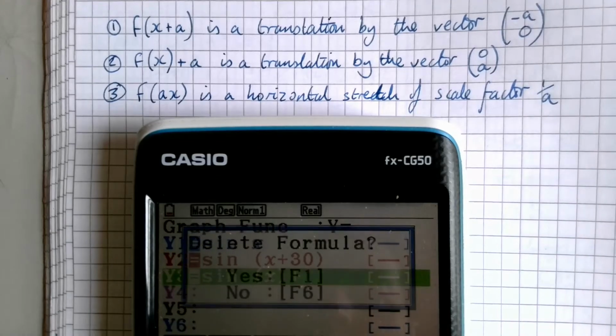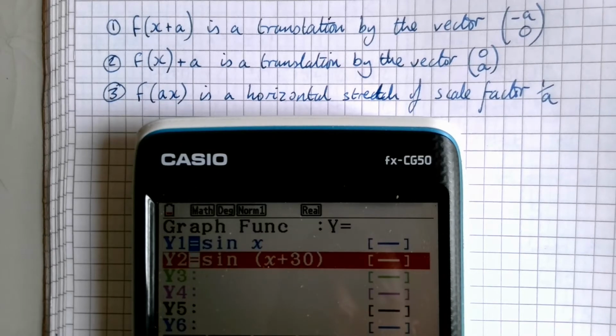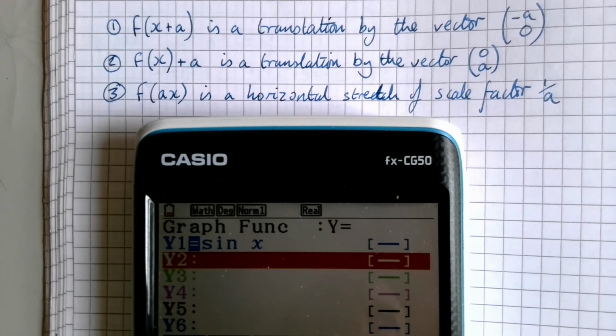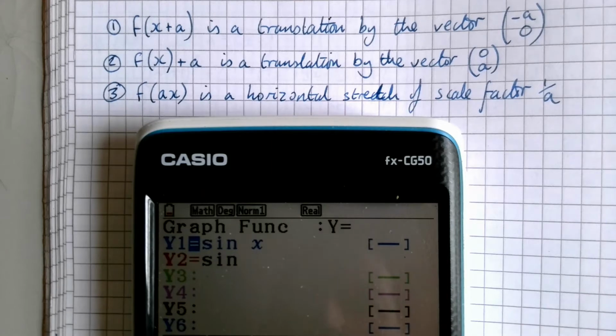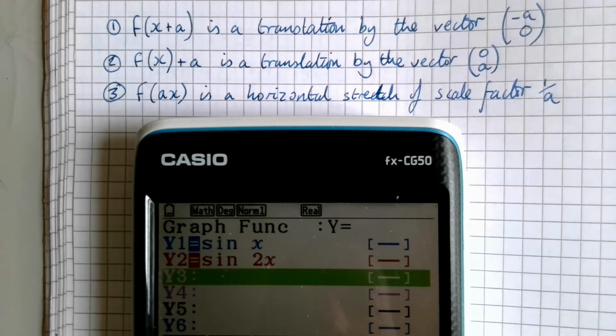Right, for the next, I'm just going to delete these and keep the sine next so we see what's happening. Now, if you've got a multiplier inside the bracket, that's going to look like, well, we'll have 2x instead of x. And apparently the horizontal stretch factor would be a half. What does that mean? Well, let's have a little look first of all.